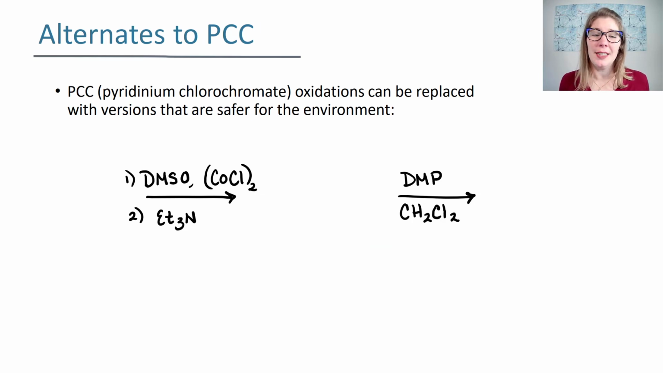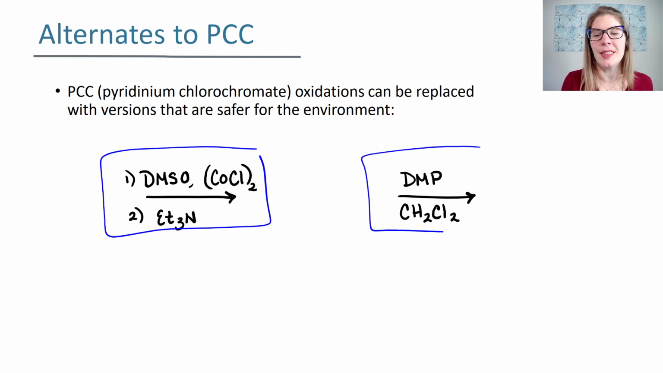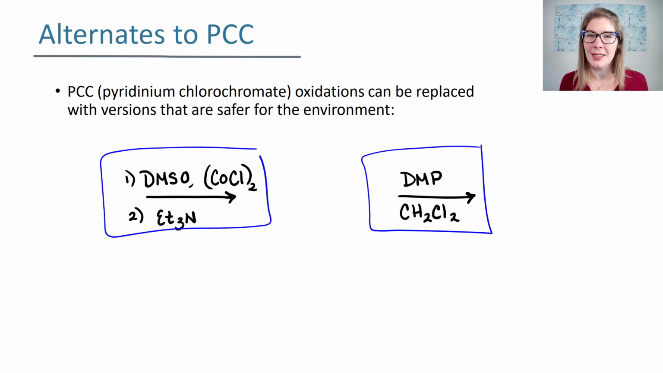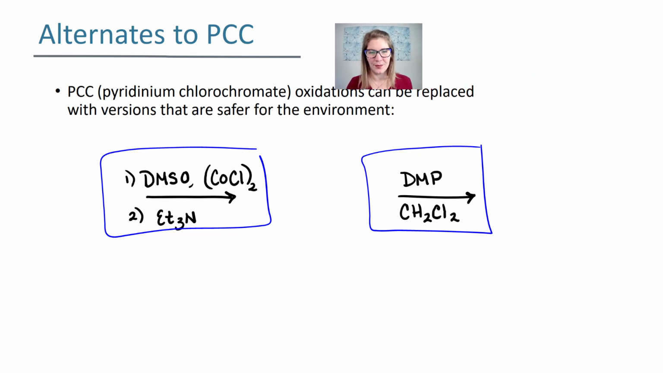Here's the problem with PCC. PCC is a chromate compound. But so is the sodium dichromate. But PCC has been replaced with some other oxidizing agents that are more green, which means less harmful to the environment. So if you see in your textbook these other 2 options, remember that they do the same thing that PCC does. That means that if you start at a primary alcohol, they stop at the aldehyde. If you start at a secondary alcohol, they'll go to the ketone.